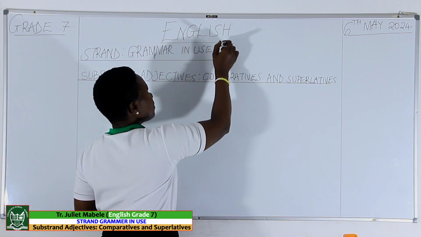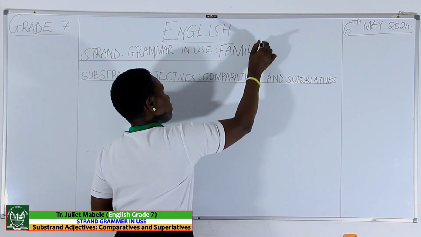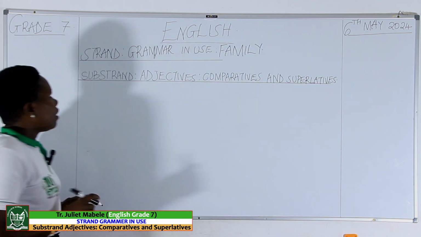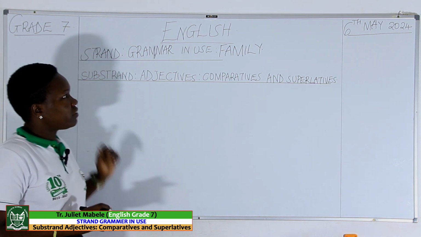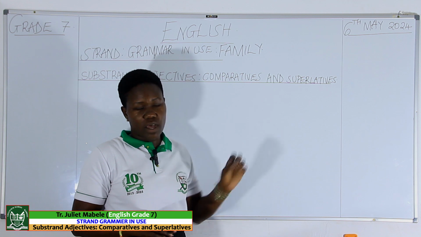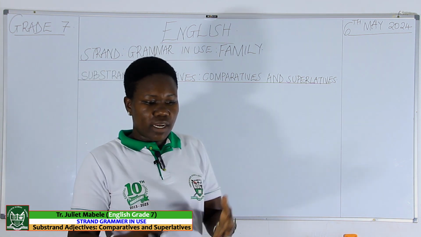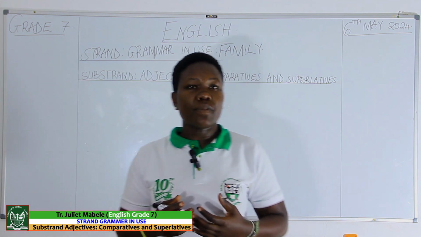Today our strand is grammar in use. The sub-strand today is adjectives, and we're going to talk about the comparative and superlative forms of adjectives. To begin with, I want us to remind ourselves of whatever we learned last time.